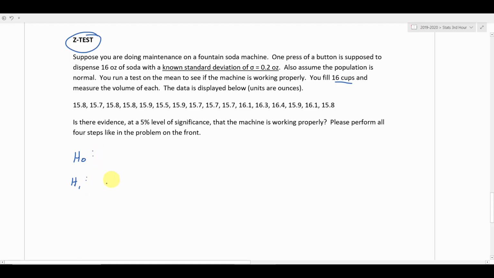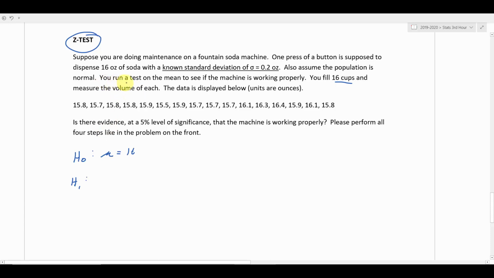All right, so the assumption is that the machine should dispense 16 ounces of soda. So I'm going to say the mean is equal to 16. Okay, now the alternate hypothesis, we have to kind of read the problem. Do they want us to test that it's dispensing less than or more than, or they're just not sure and they want to say that it's different than 16 ounces? So it says you run a test on the mean to see if the machine is working properly. Okay, so they didn't give us a whole lot there. They didn't say less than, they didn't say greater than. They just want to know if it's working properly.